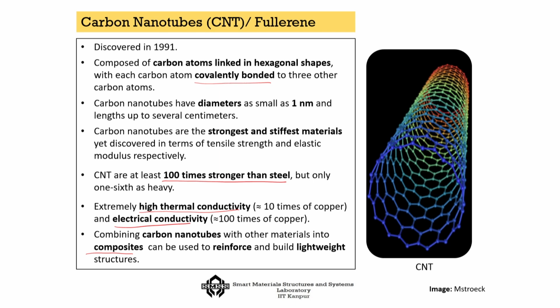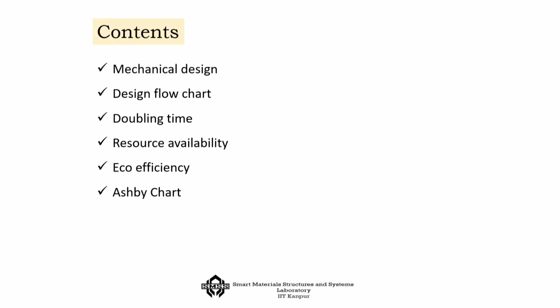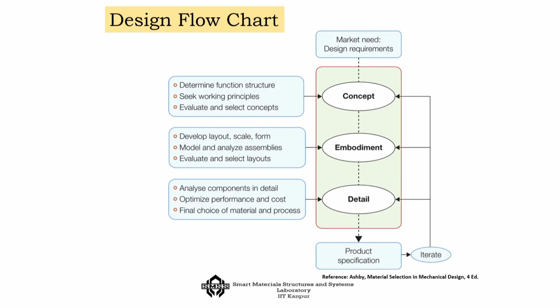So, with this little bit of background, we come to the material selection process. The important points here are the mechanical design, the design flow chart, the doubling time, the resource availability, eco efficiency, and the Ashby chart. One by one, we will go through all of them. And I have already given you the basics of this design, so I will not repeat it.